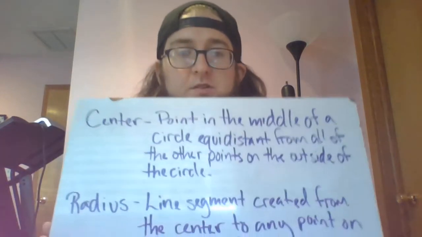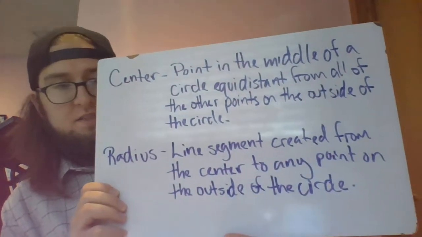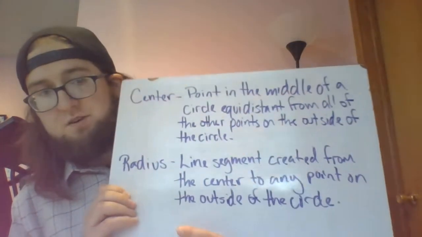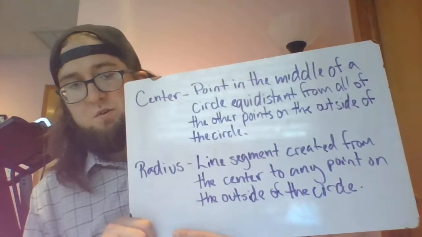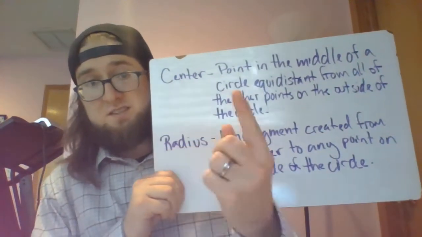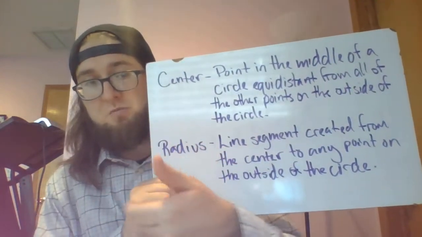From the middle or the center, then we have the radius. And the radius is a line segment that is created from the center of the circle to any point on the outside of the circle. So remember how I said it was equidistant? Well, that distance, when you put a line segment on it, is called the radius. Okay? That is your radius.